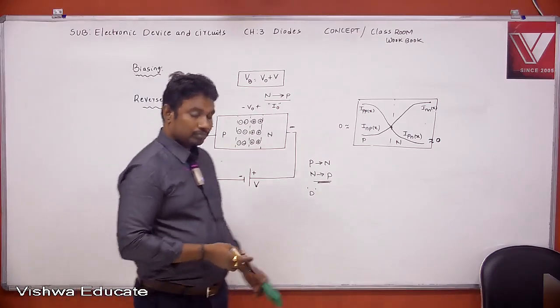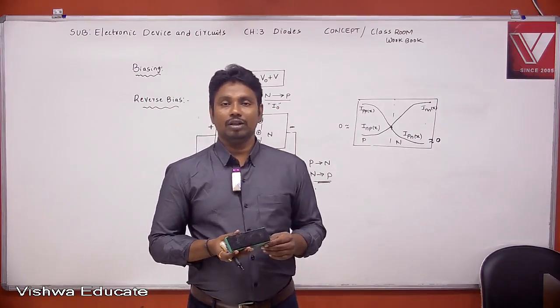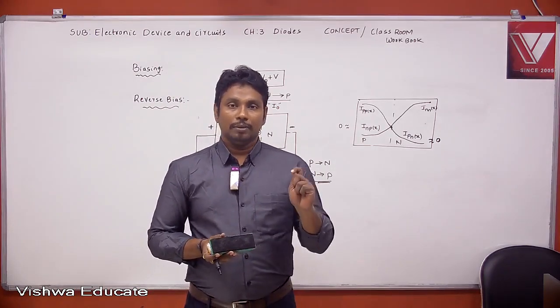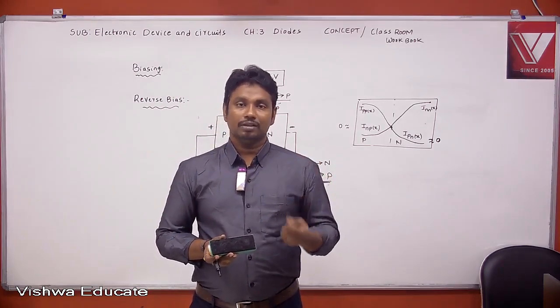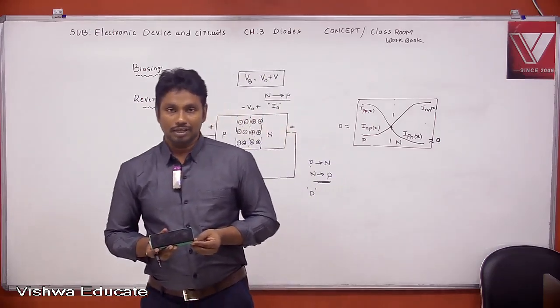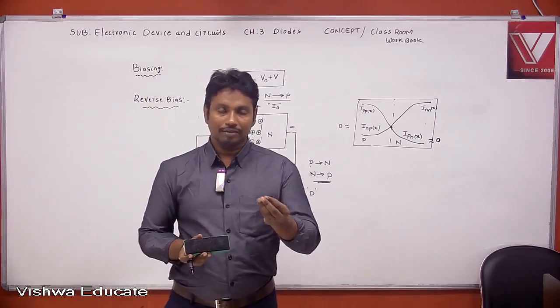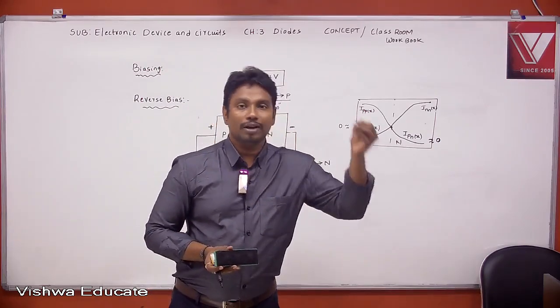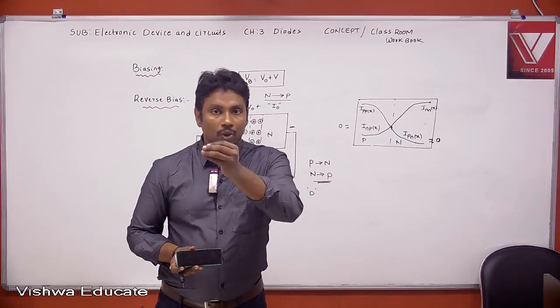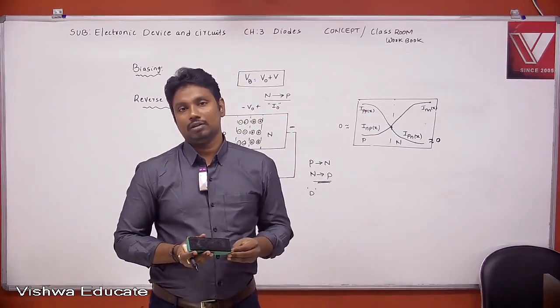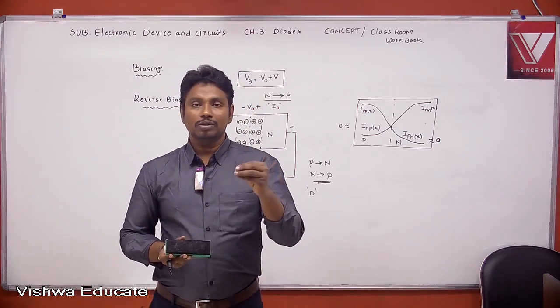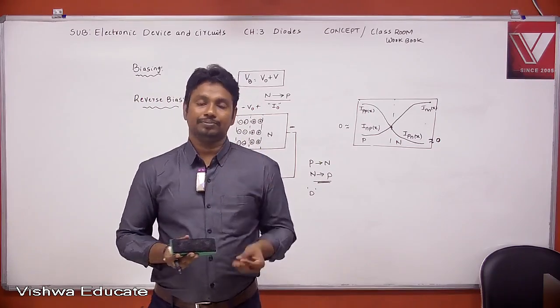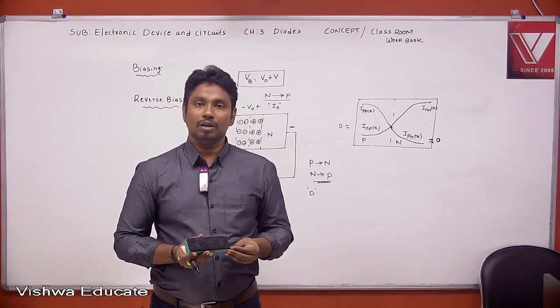Write the first point of the conclusion. PN junction is a two-terminal device which allows the current in one direction and opposes the current in another direction.